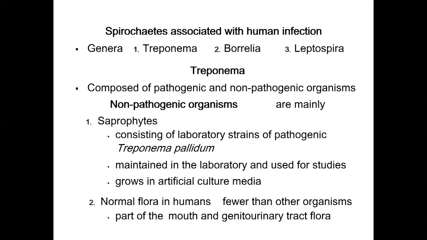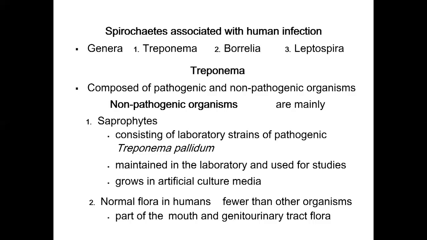So with that general introduction, we can look at some spirochetes associated with human infection. These ones fall in three genera. One is Treponema, another one is Borrelia, and the genus Leptospira. So we start with the genus Treponema.